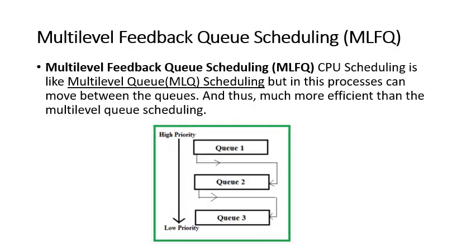To overcome this drawback, we consider the multi-level feedback queue scheduling algorithm. Here processes can move between the queues, and it is more efficient than multi-level queue scheduling. Suppose there are queues Q1, Q2 and Q3, each with some processes. Q1 uses round robin with time quantum 4, Q2 uses time quantum 5, and the third queue uses FCFS, with no need for a time quantum.